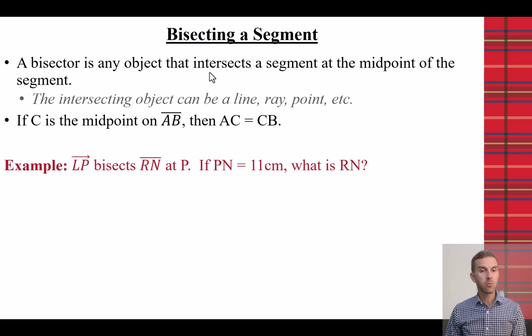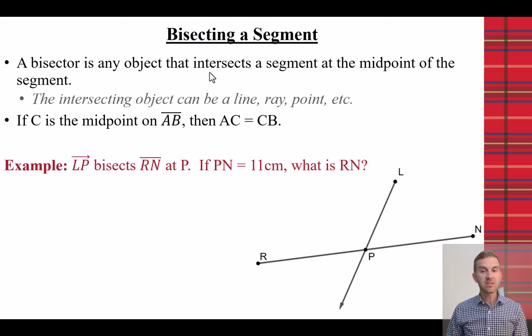So say that we have ray LP bisecting segment RN at point P. And then if we know PN is equal to 11 centimeters, what's RN? First thing, let's start with, well, what is this image? So LP is a ray, and it's going to bisect RN. So here's my ray LP, and at point P, we're bisecting segment RN. What does that mean? It means RP and PN have to be congruent segments. So that's an important place to start.